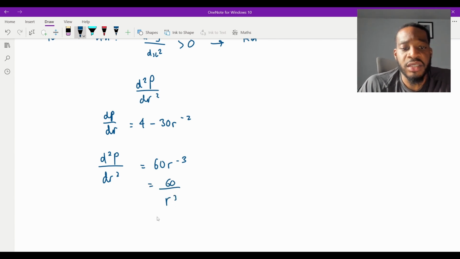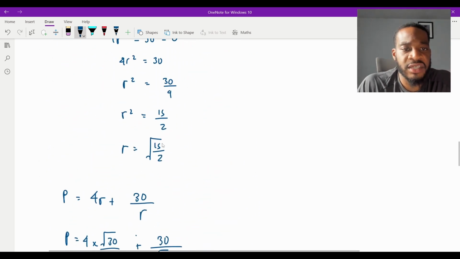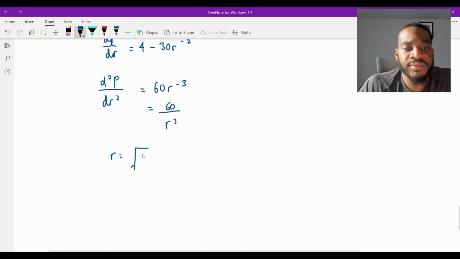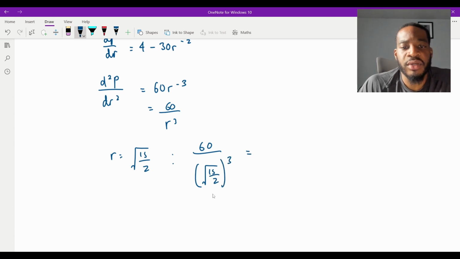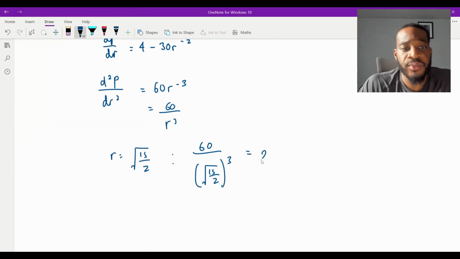Now r is a radius, it's positive, so any number I plug into this formula is going to be positive anyway, but just put your actual value of r in, which was equal to root 15 over 2. So if I plug in r equals root 15 over 2, I'm going to get 60 over root 15 over 2 all cubed. I put this into my calculator and see what I get. That gives me 21.9 approximately, which is greater than 0.